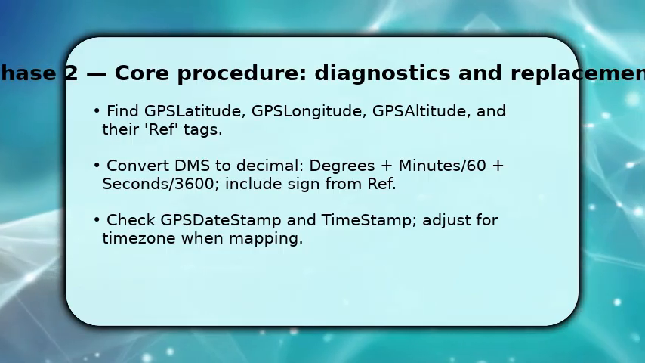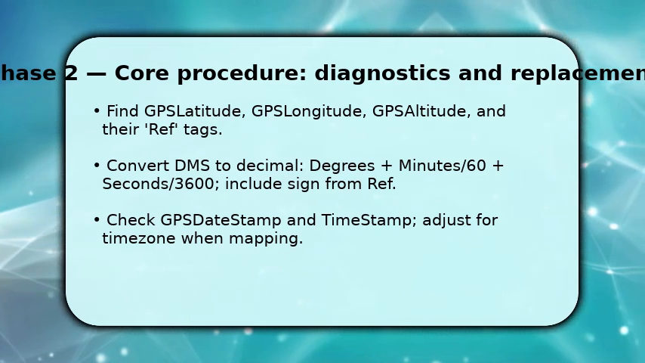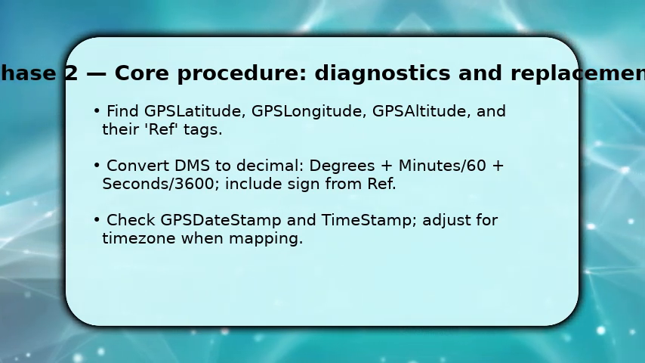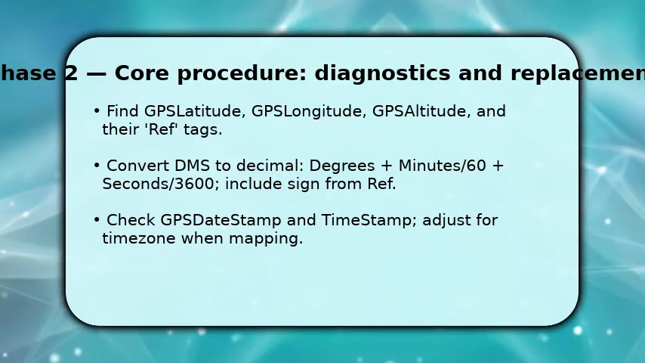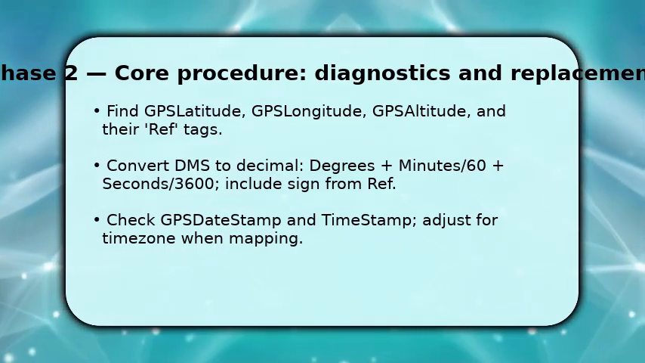Make sure to cross-check GPS date stamp and timestamp, if needed. Adjust for time zone differences, because a timestamp mismatch can lead you to the wrong day or shadow angles for verification. You finish by verifying the pinpointed coordinates.